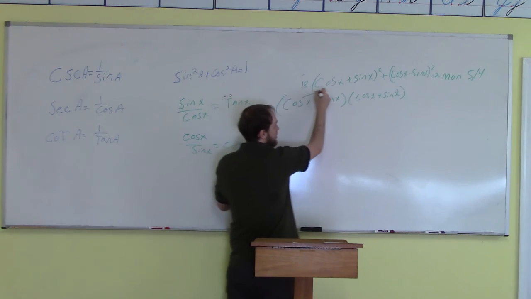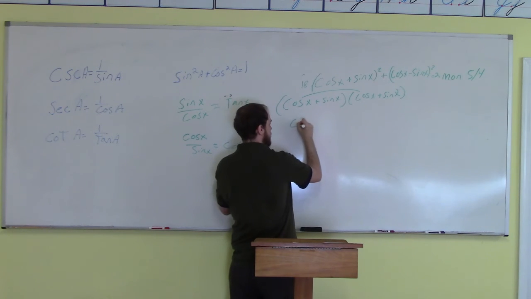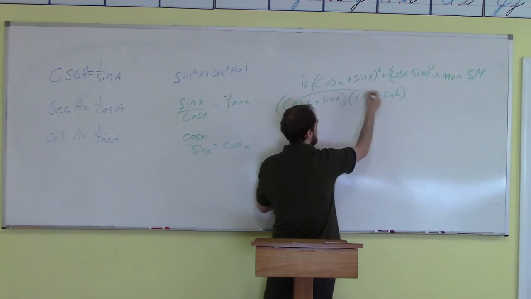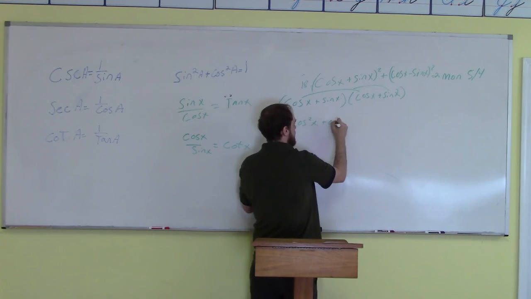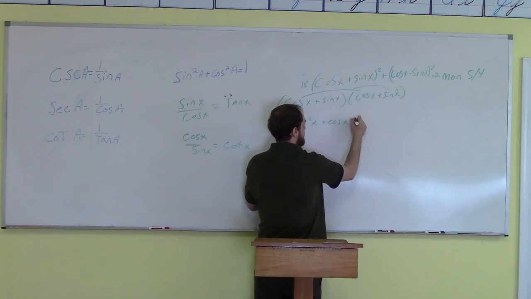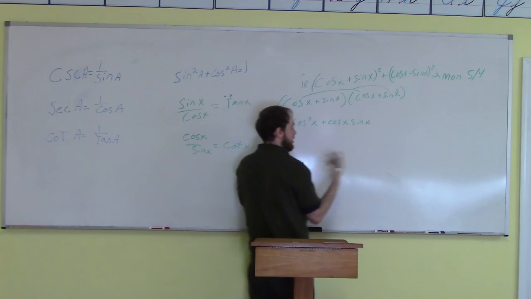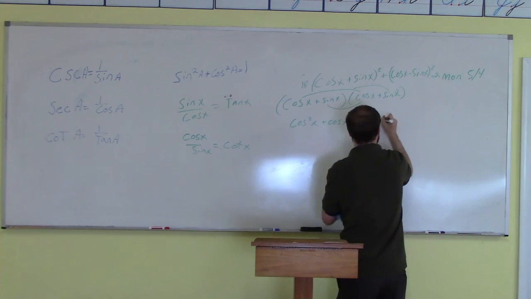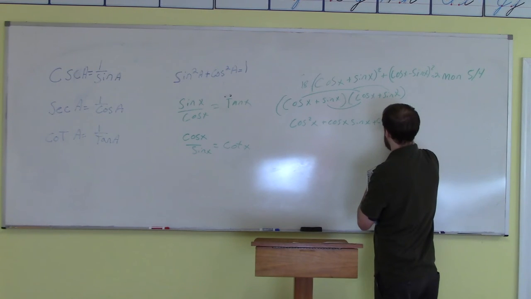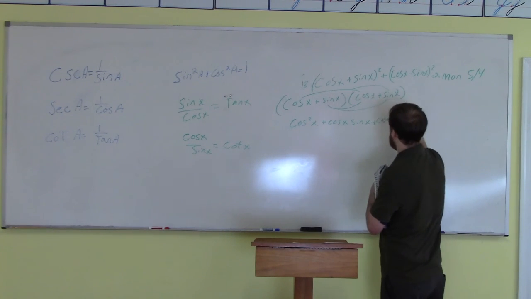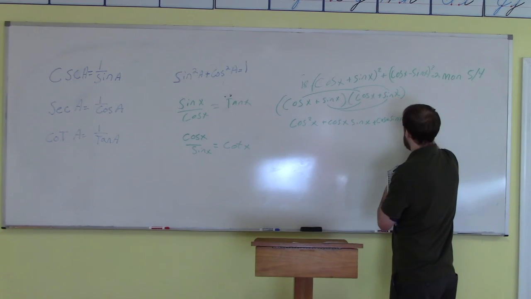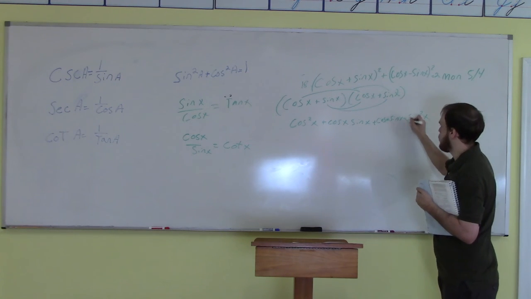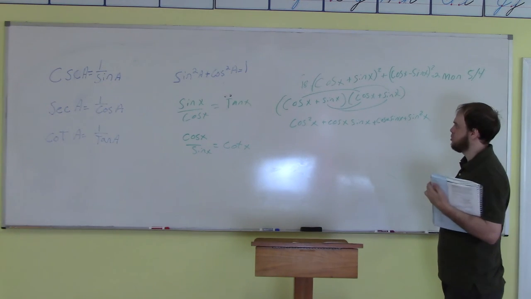And so when I FOIL this, you're going to end up with cosine times cosine, which is cosine squared of x. Then I'm going to do cosine times sine, which would be plus cosine of x sine of x. You can't combine them, so you just combine them with multiplication. Then I'm going to do sine of x times cosine of x, which would be cosine of x sine of x again. Then I'm going to do sine times sine, which would be plus sine squared of x. And so that's just FOILing, just instead of using variables, it's dealing with cosines.